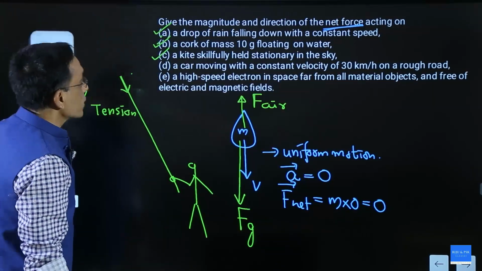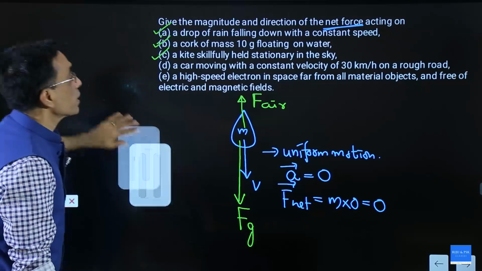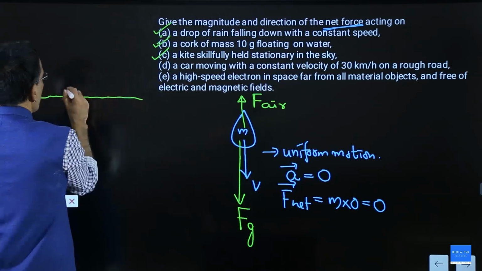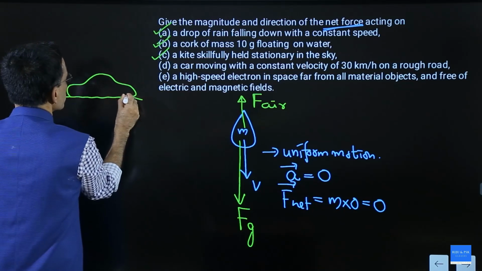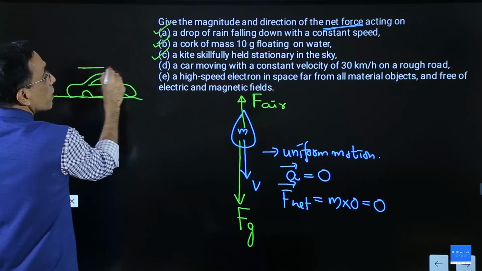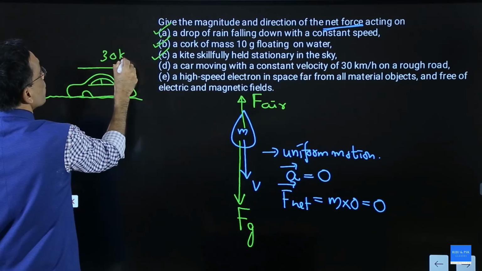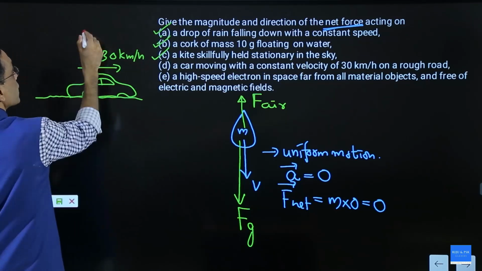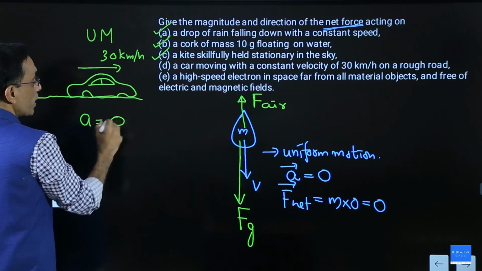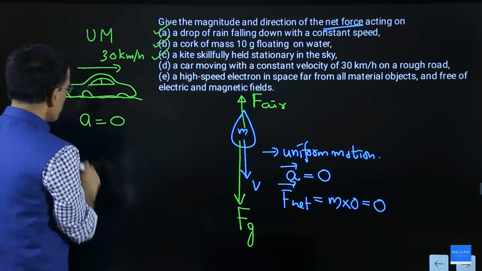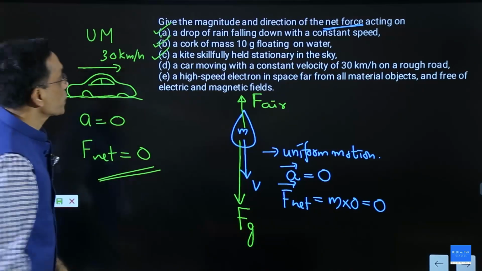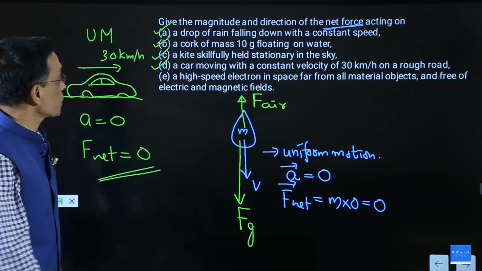Okay. Third one, a car moving with a constant velocity of 30 km per hour on a rough road. See, this is a rough road, and there is a car. This is the car. This is going with a constant velocity of 30 km per hour. Constant velocity. That means this is in uniform motion. And if it is in uniform motion, what is acceleration? Acceleration equal to 0, exactly like this case. That means the net force is equal to 0. So in the fourth case also, net force equal to 0.